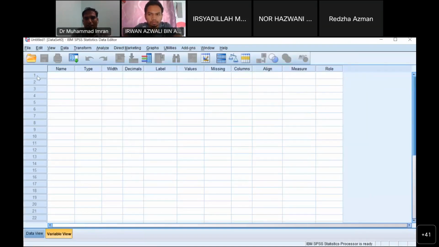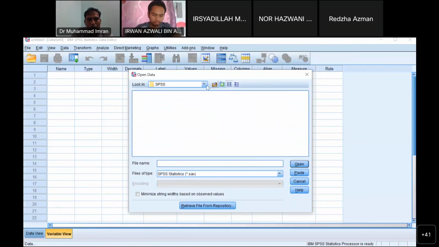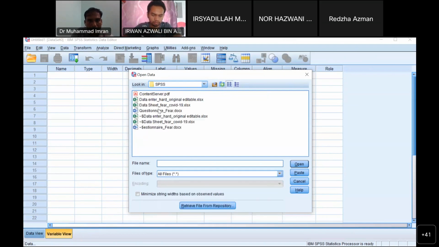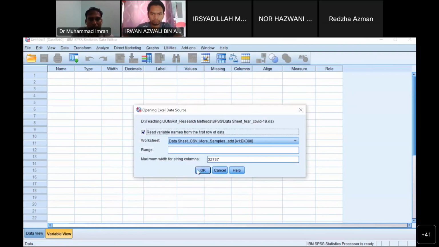Now you can see the platform of SPSS. And you must go here, open, and click on data. Then you must know where the data is. I know my data is in D, UUM teaching. Can you see? Then all files. This is my file. Okay, open and click.